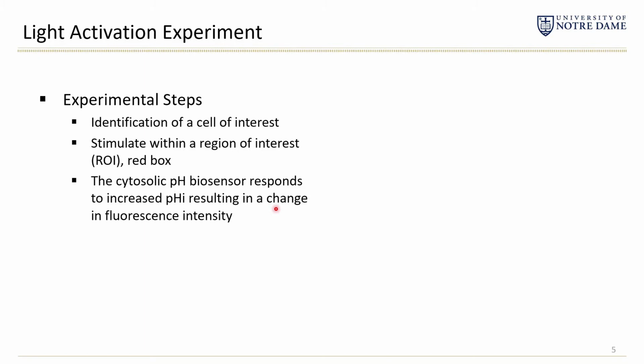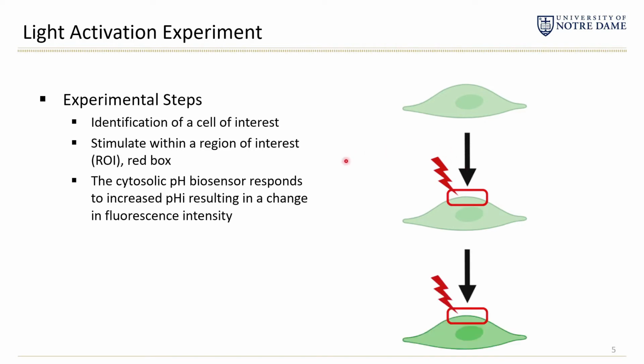And now I want to walk through how we're actually going to set up these experiments. So first, we identify a cell of interest. We draw this stimulation region of interest, shown as a red box here. We then activate ArchT only within this region of interest using 561 nanometer light. We can then monitor the change in fluorescence intensity of fluorine. As the intercellular pH of the cell increases, fluorine intensity should also increase.